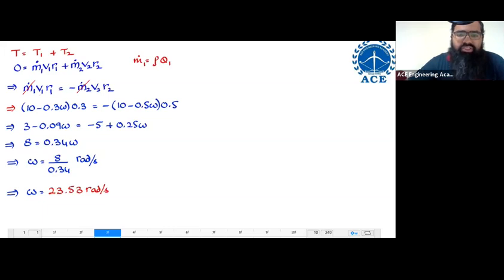If it is not mentioned that Q1 is equal to Q2, then you have to correspondingly write the values of m dot 1 and m dot 2. For example, very good question. Let us say Q1 is some 3 and Q2 is some 4, then you'll write rho into 3 and rho into 4. Likewise, you'll again get something similar.